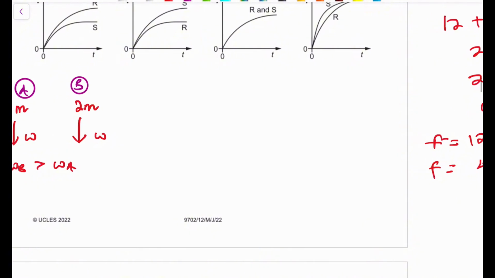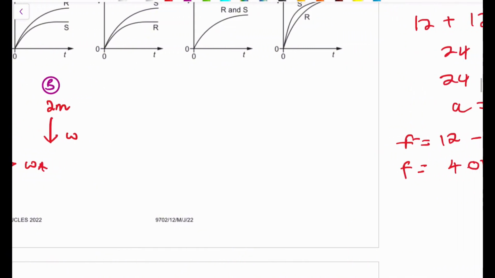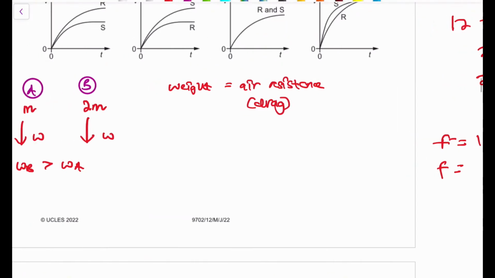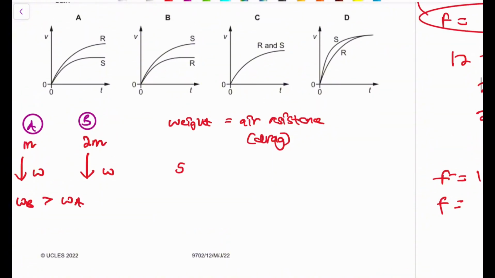But for terminal velocity to happen, the weight should be equal to the air resistance. In other words, it should be equal to the drag force. But if the weight is greater for ball B, which is the stone, if the stone actually has a greater weight than the foam rubber, what does it mean?